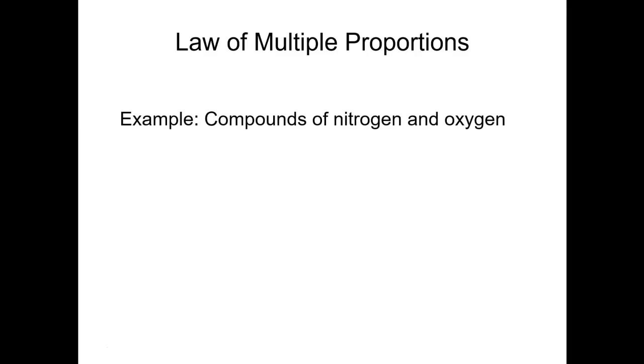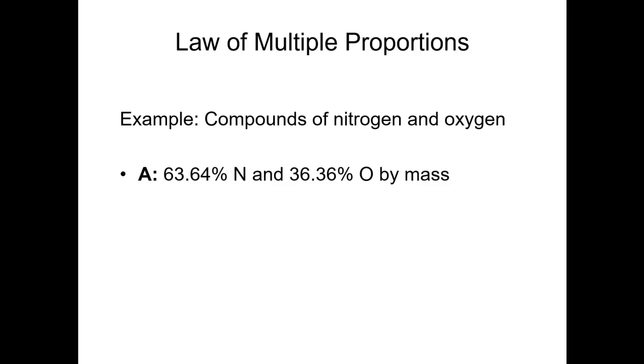So what does that mean? Well, I'm going to give you an example. Let's take a look at examples of compounds of nitrogen and oxygen, that is, pure substances that consist only of the elements nitrogen and oxygen. There are many, 6 or 7 different compounds of nitrogen and oxygen, probably more. I'm going to focus on 3. We'll call one of them compound A.